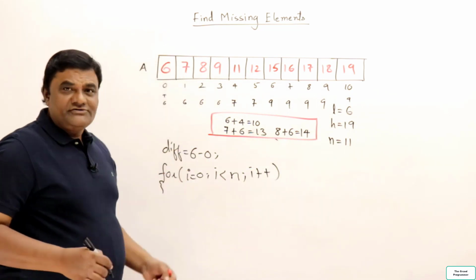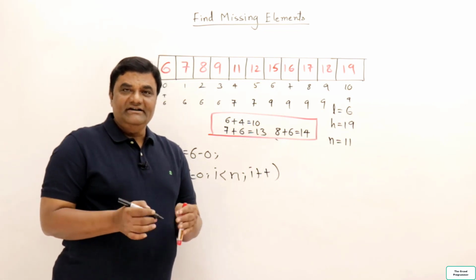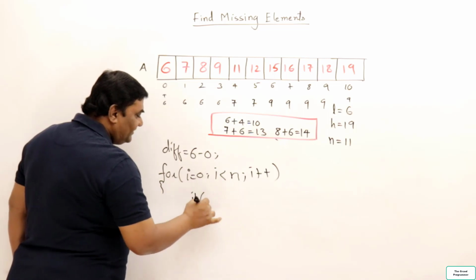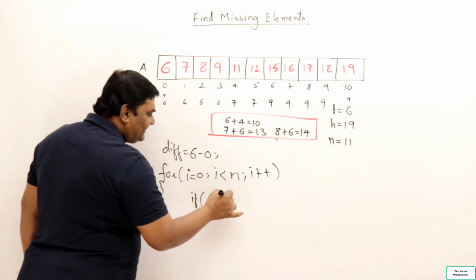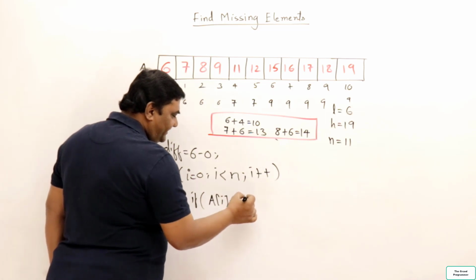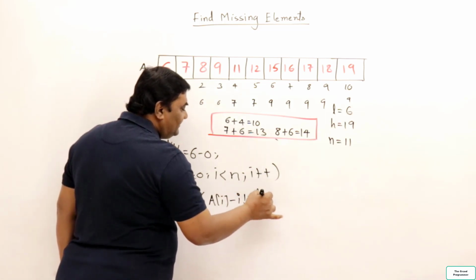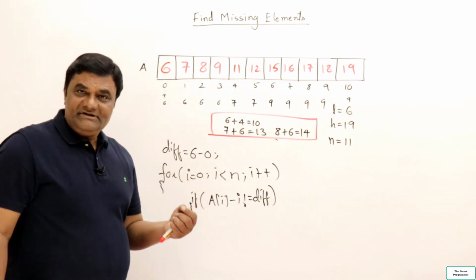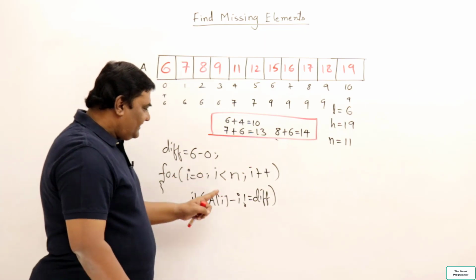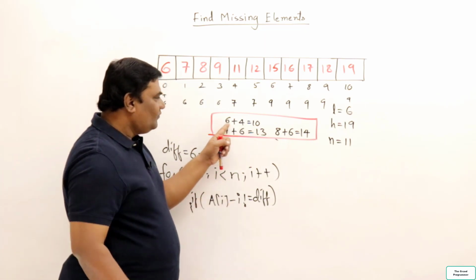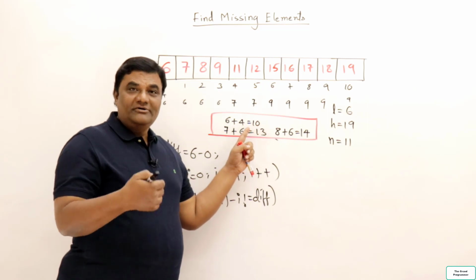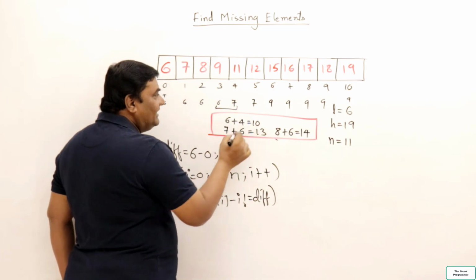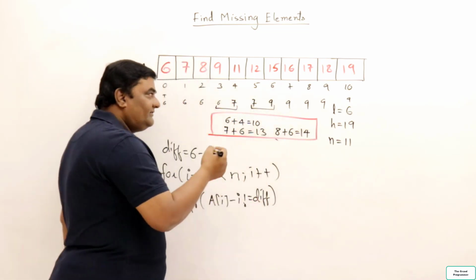Then every time I should check whether the same difference between index and element is maintained. So if the element at i minus i itself, the difference, is not equal to the starting difference, it means some element is missing, right? Now this difference may be 1, or maybe 2, or maybe more. In the earlier example the difference was 1 and the new difference was 1. Now in this example the new difference is more than 1.